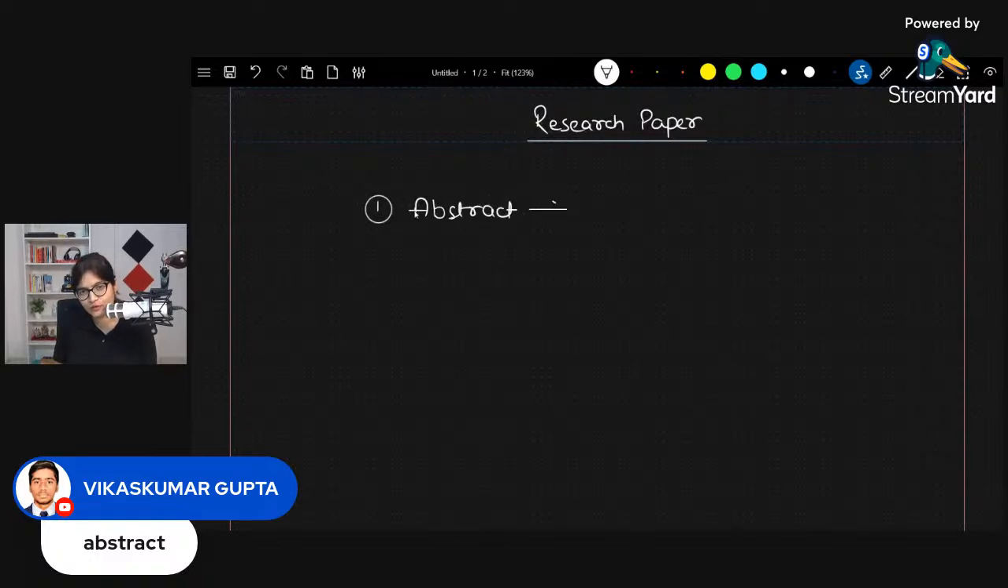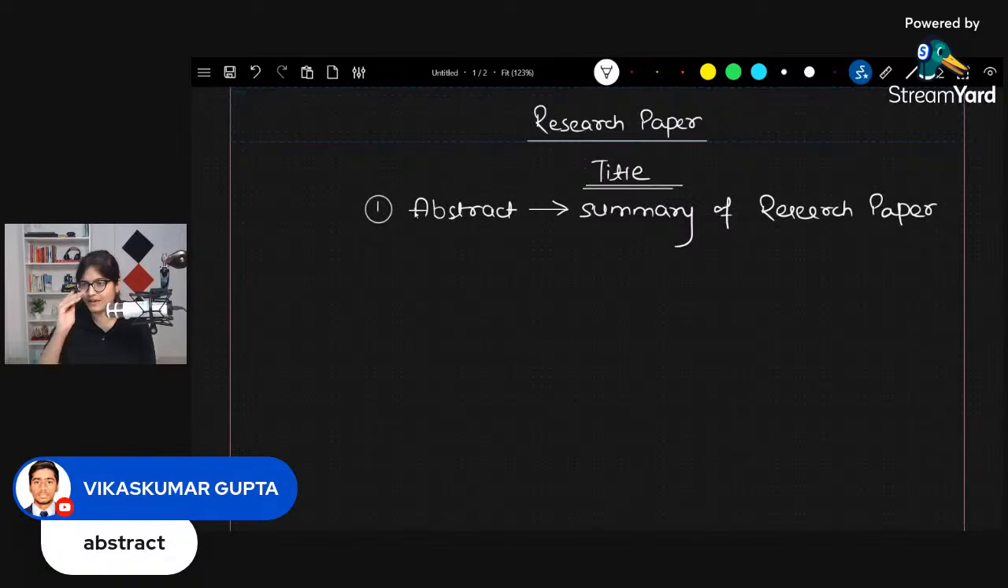In a way, if you go and check it out, this is kind of a summary of the complete research paper that you have. Now, obviously, on top of this, there is a title of a research paper, which as of now I am skipping. I'm just talking about the sections as of now. Okay. Now let's move ahead.